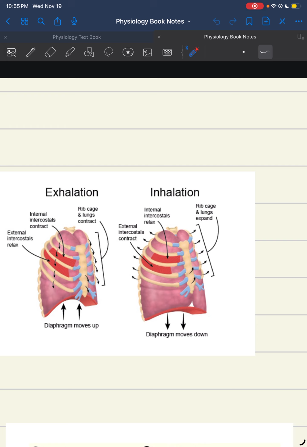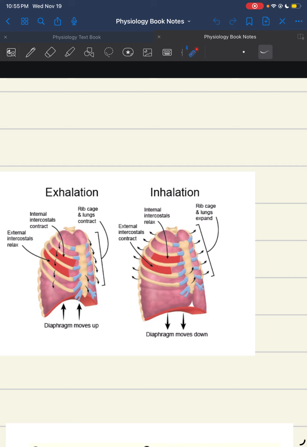Between the membranes is the pleural cavity. This contains a thin layer of fluid. The fluid creates surface tension that causes the lungs to stick to the chest wall. Because of this attachment, when the chest expands, the lung expands with it.